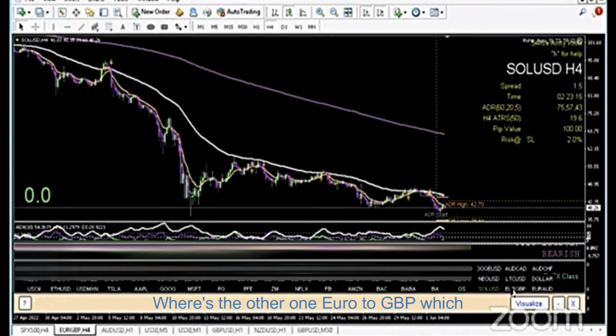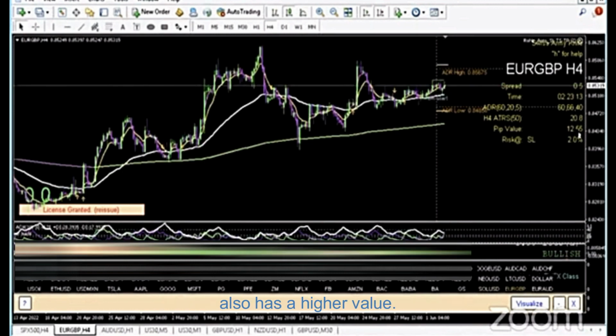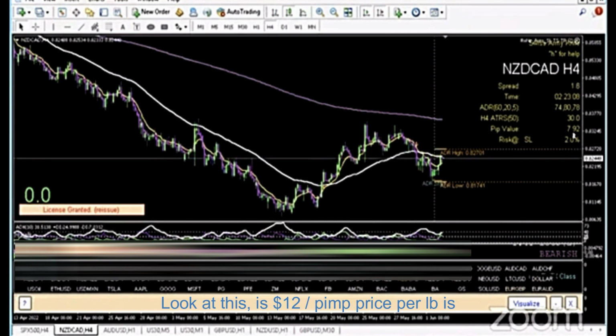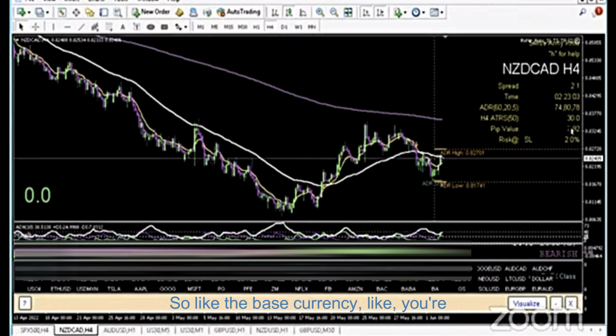That's not accurate, unless you only traded US dollar pairs and you never traded euro. Where's the other one? Euro GBP, which also has a higher value. Look at this. This is $12 per pip, because it's priced in pounds. NZD is only $7 per pip. So is CAD. There you go.